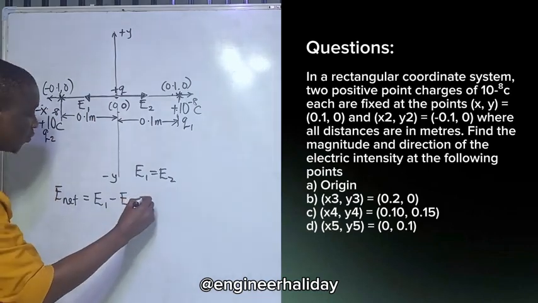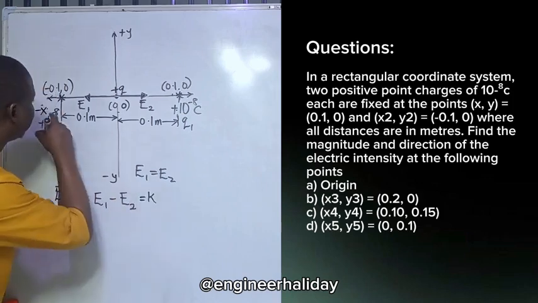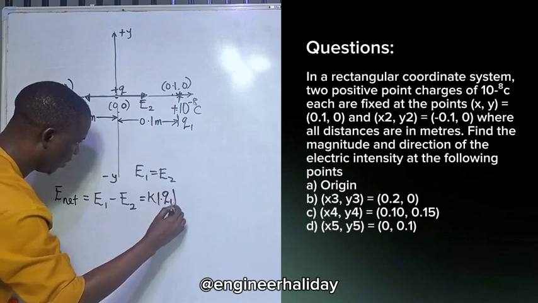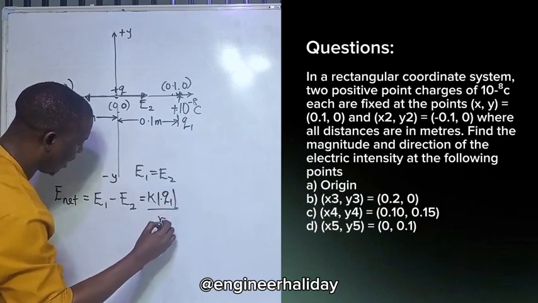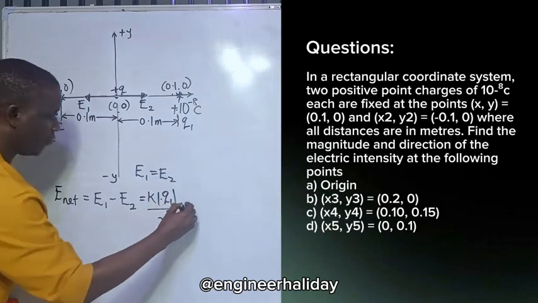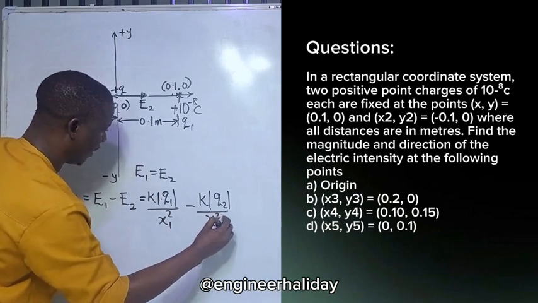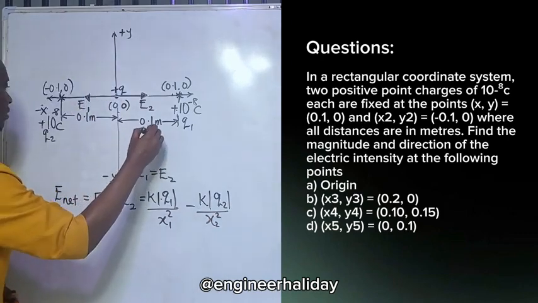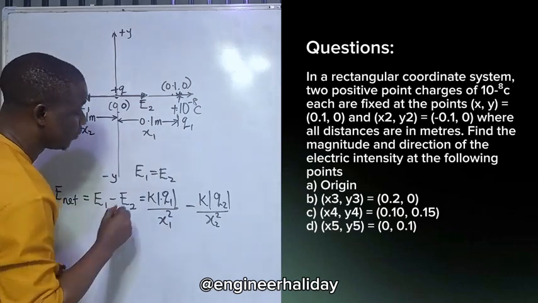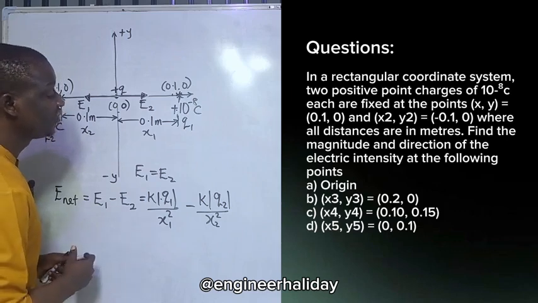So automatically that means what? If you solve using K, the electric field, determine the charge of Q1 over R or X squared, E1 squared, minus K Q2 over X2 squared. So this is E1, this is E2. You will notice that there is a problem here, in the sense that it will not give you a value. It will give you 0.